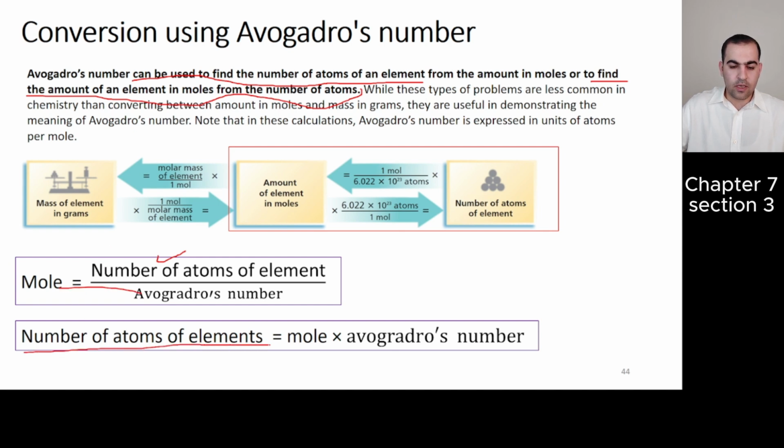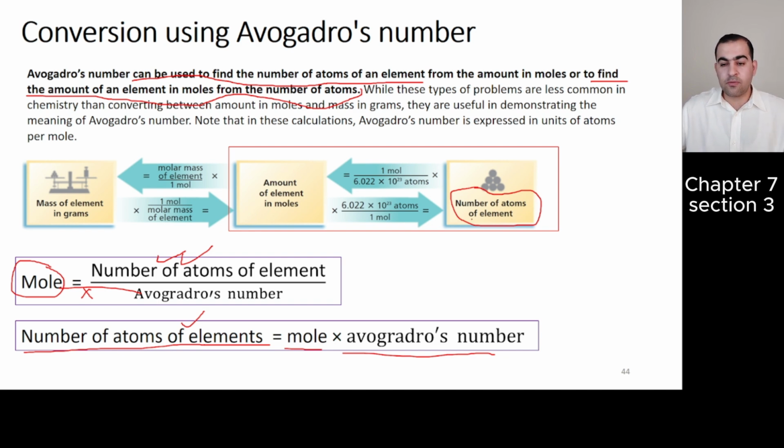Number of atoms of the element equals mole times Avogadro's number. So you can't just memorize one of these two rules, you can get the other one from the one you memorize. Guys, we're talking about number of atoms of elements. We have not talked about mole and number of molecules, amount of compounds yet. We're just talking about elements. Later we'll talk about compounds.